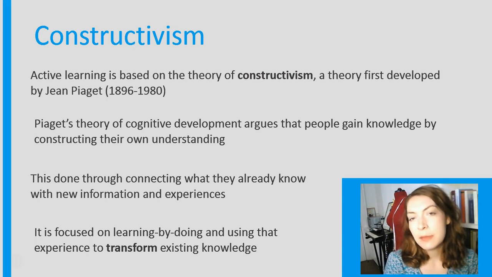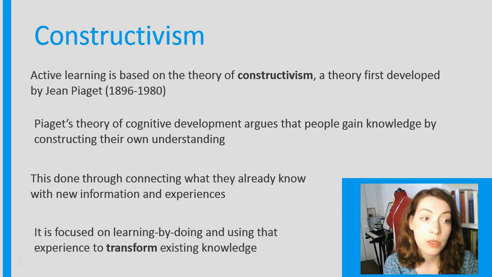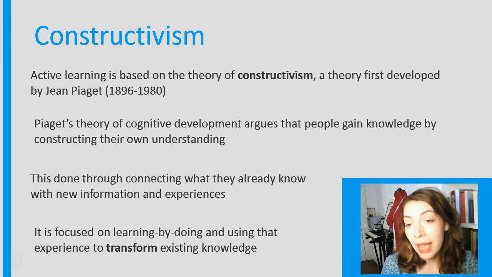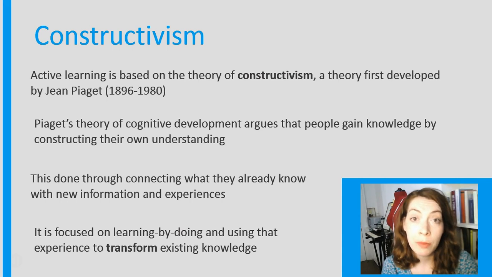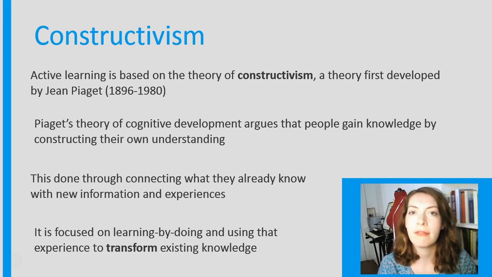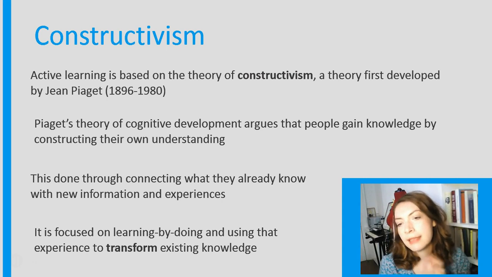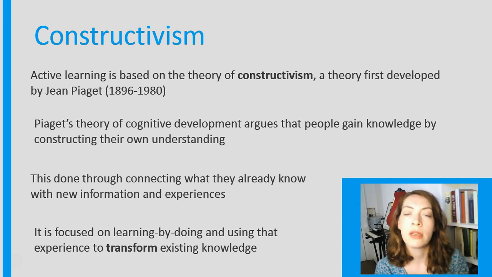So active learning is based on the theory of constructivism, and this was a theory first developed by Jean Piaget, and his theory of cognitive development argues that people gain knowledge by constructing their own understanding. So they're not receiving it, they're actually constructing it themselves. This is done through connecting what they already know, so their mental schema, as it's referred to, with new information and new experiences. It's focused on learning by doing and using that experience to transform what we already know.